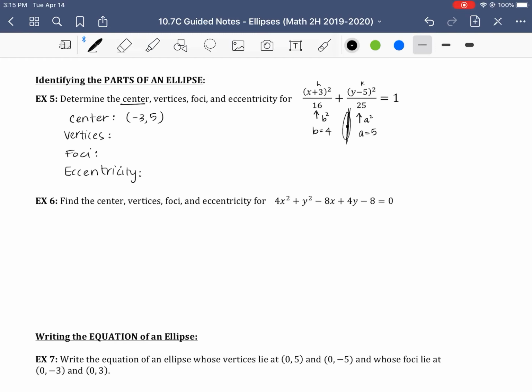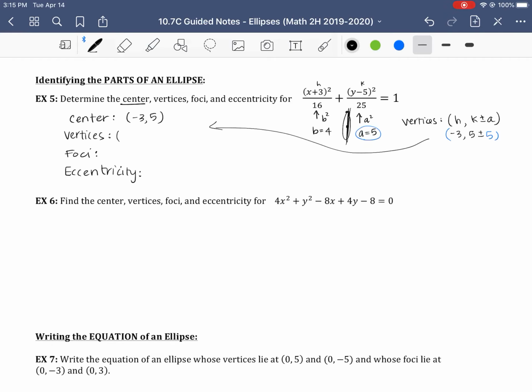Now, if we know where the center is, and this is the major axis vertically, then when we want to find the vertices, and this goes back to page number 1, we're not changing the x value. That h value is going to stay the same, but we do want to add the a value to figure out the top vertex, and subtract the a value to figure out the bottom vertex. So in our case, the -3 will stay there. Our k value was 5 from our center, and we're going to add or subtract the a value, which was 5.